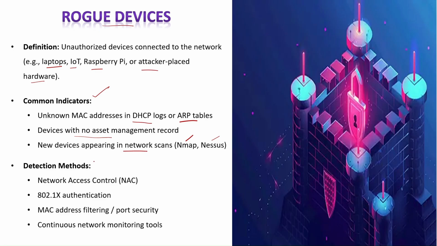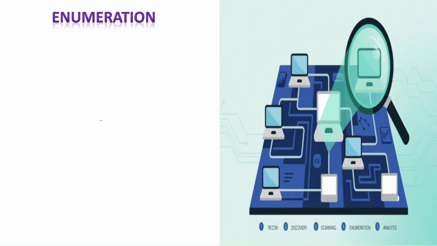Some common detection methods include network access control (NAC), 802.1X authentication, MAC address filtering and port security, and continuous network monitoring. So these are the detection methods, or you can also say these are the protection methods to protect against rogue devices. Next is enumeration.